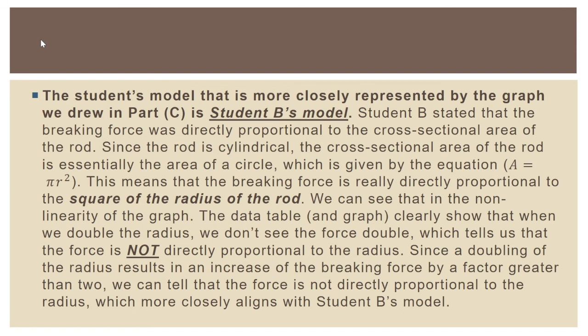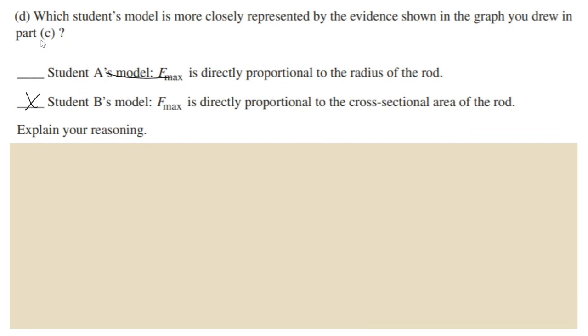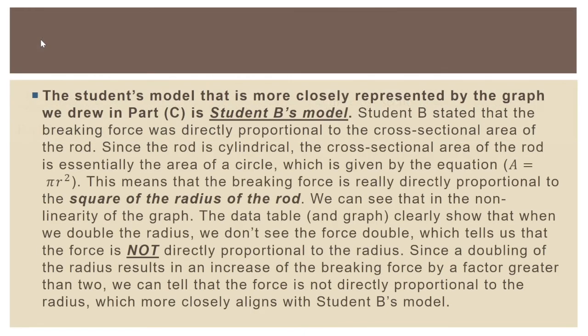Talking about the differences in the models, showing what they would show on the graph, and then talking about what the graph actually does show, I think is going to be the key to full credit here. Obviously, talking about the evidence from Part C, which is the graph you drew, is going to be a big part of it because they explicitly mention that in the question.